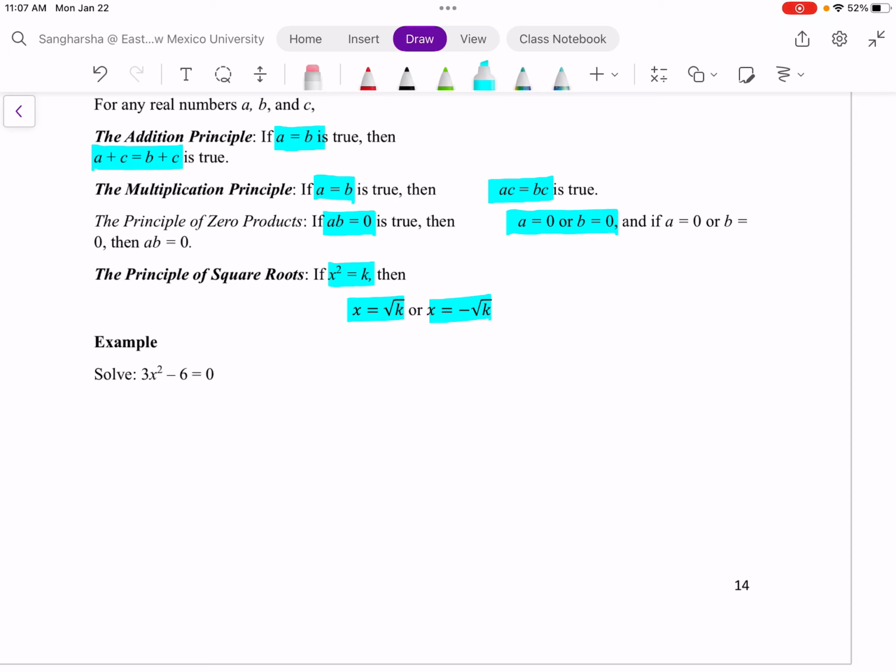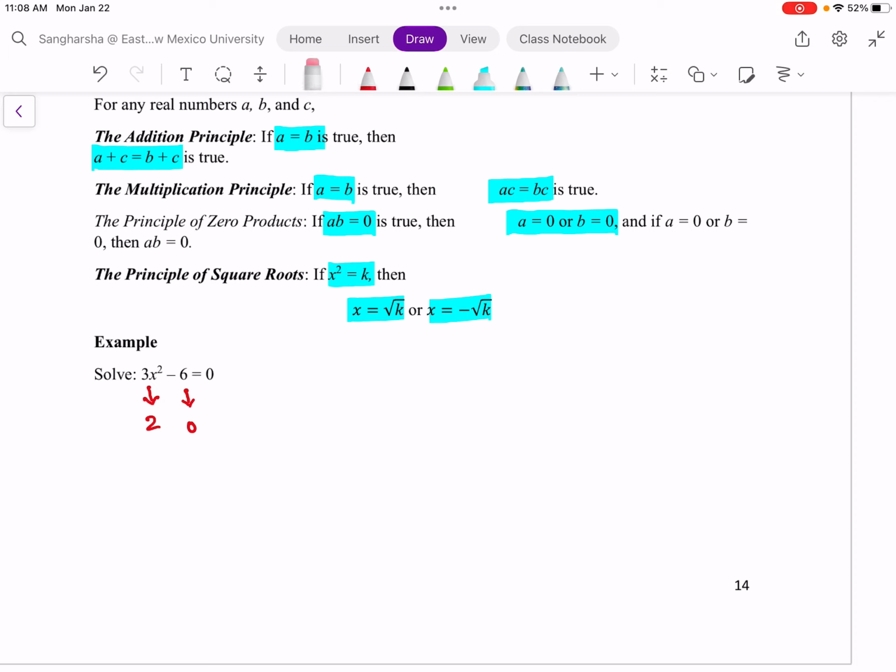Now what kind of equation is this? Is this linear or quadratic? How do we know? You can check the degree. If the degree is 1, that is linear. If the degree is 2, that is quadratic. Now the degree of the 3x squared term is 2, and the degree of the constant is 0. The highest degree of a term is the degree of the given equation. So 2 is the degree, it means it is quadratic.